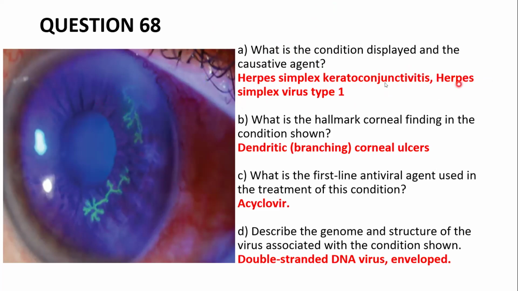So, herpes simplex keratoconjunctivitis, caused by herpes simplex type 1. Hallmark is this branching. Can you see this? The branching corneal ulcers. So you injected a dye and then it appeared like this. These are the branching corneal ulcers. For herpes simplex 1, we give acyclovir. Then you've been told to describe the genome. It's double-stranded DNA, and it's enveloped.